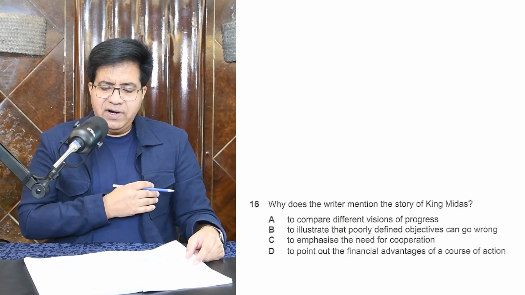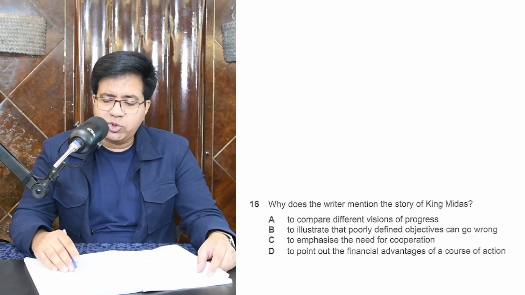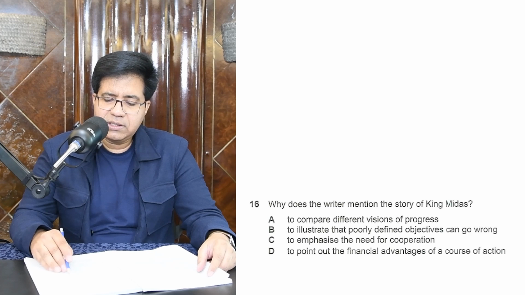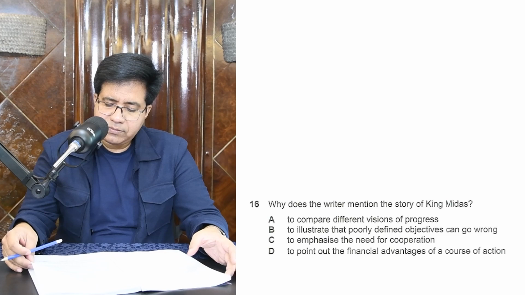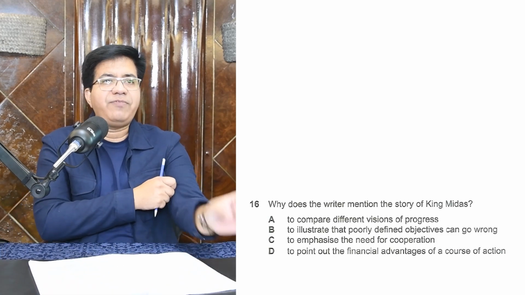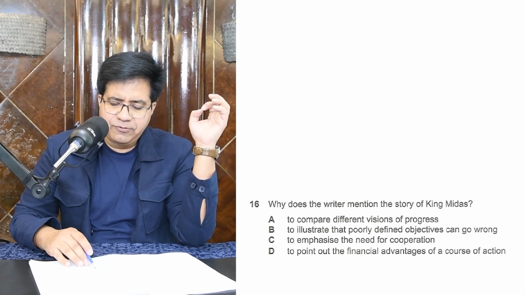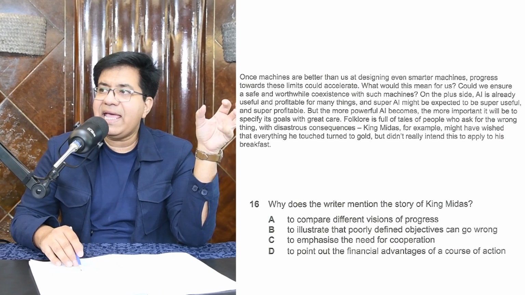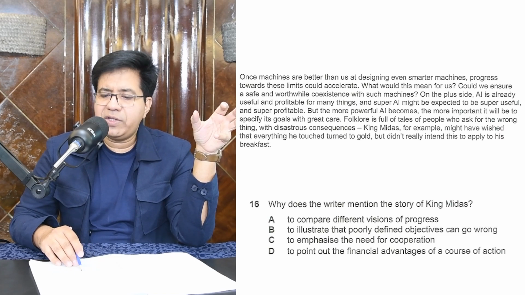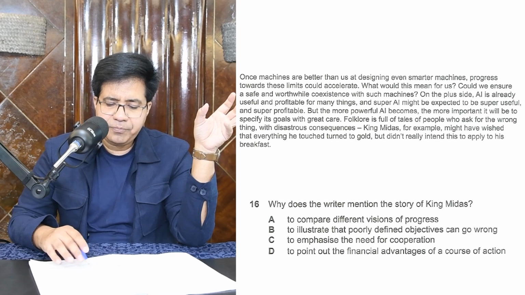Question number 16. Why does the writer mention the story of King Midas? Now we look for King Midas. Third paragraph. Now we see why the writer mentions the story of King Midas. Okay, I'm reading it, third paragraph, third last line. But the more powerful AI. Found it? I'm reading it from here. Everyone found it? It's third paragraph, fifth line.